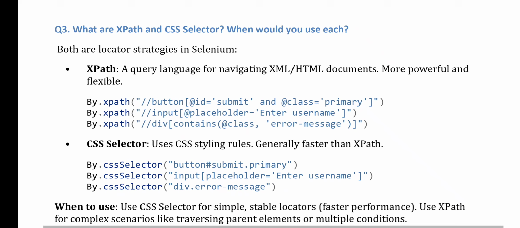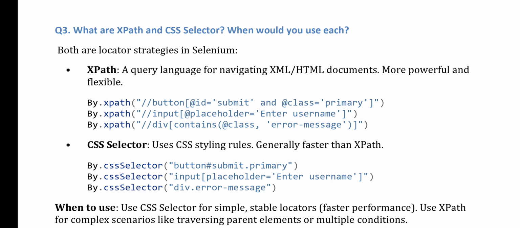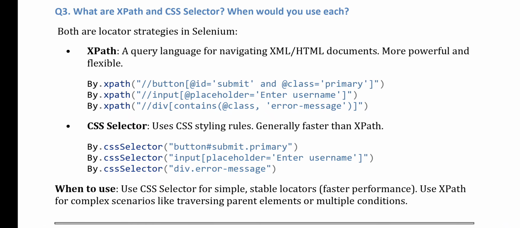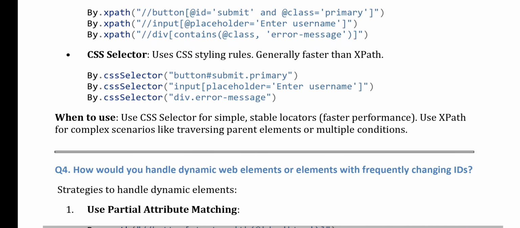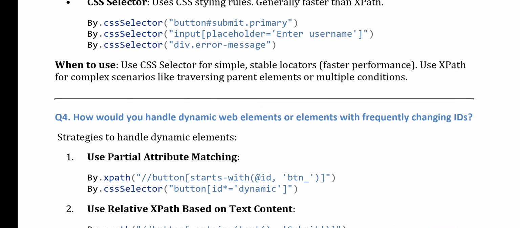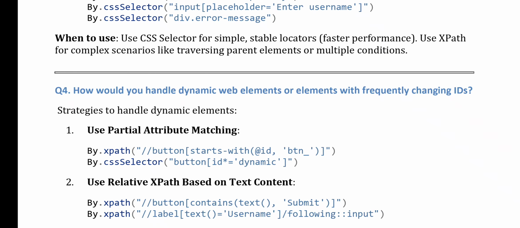The next question is about what XPath and CSS locator are, and when would you use each? XPath and CSS locator both are locators in Selenium, and you can expect counter questions like when to use the CSS selector and when to use XPath. What is the benefit of XPath over the CSS selector, and what is the benefit of the CSS selector over XPath? You have to be ready with both questions.